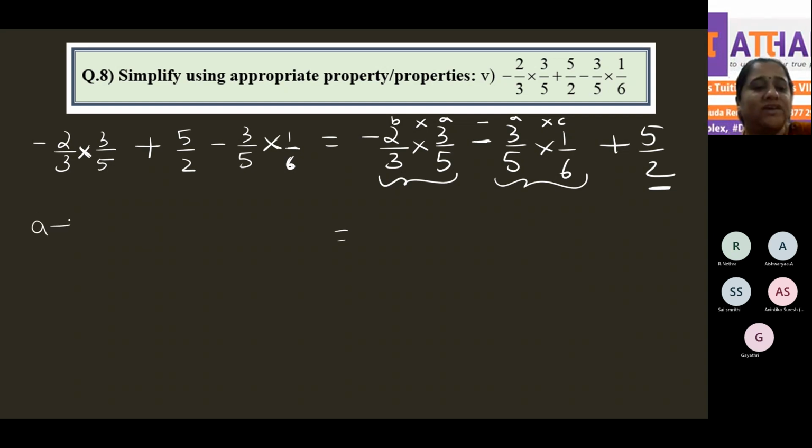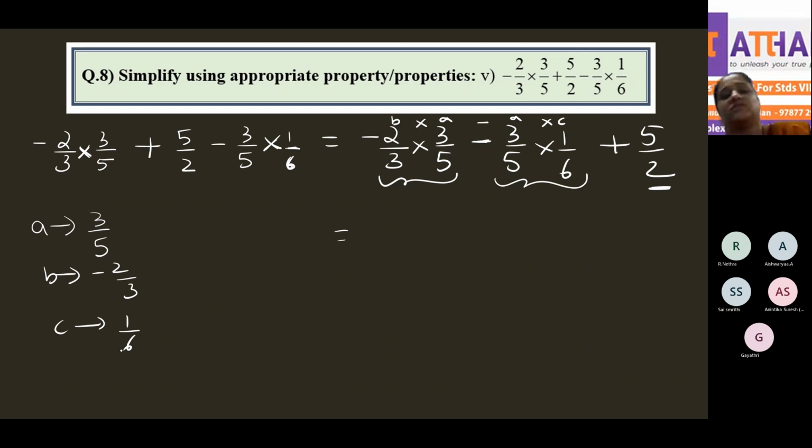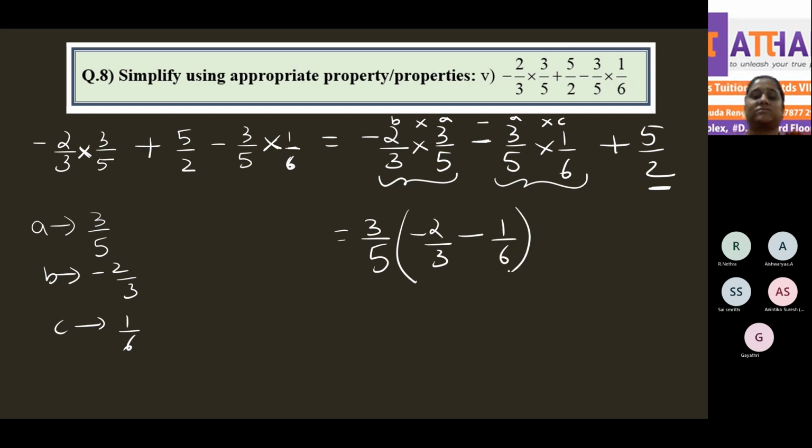What is A? What do you see as A? 3 by 5. What do you see as B? Minus 2 by 3. And what do you see as C? 1 by 6. Okay. So what is A into B minus A into C? A into B minus A into C is A into B minus C. So what is A? 3 by 5 into B minus C. B minus C. Am I right? Plus 5 by 2, of course.